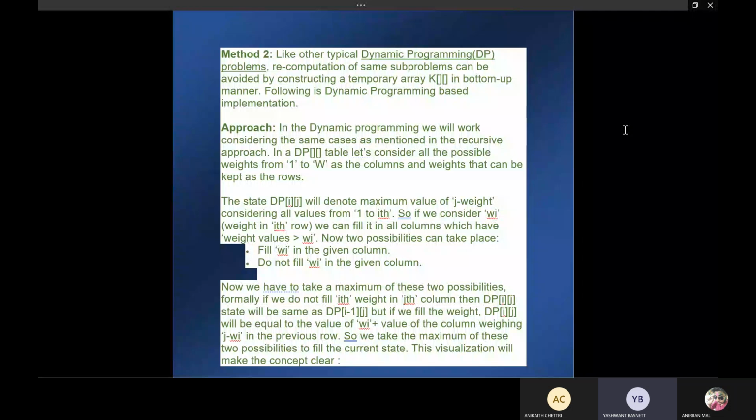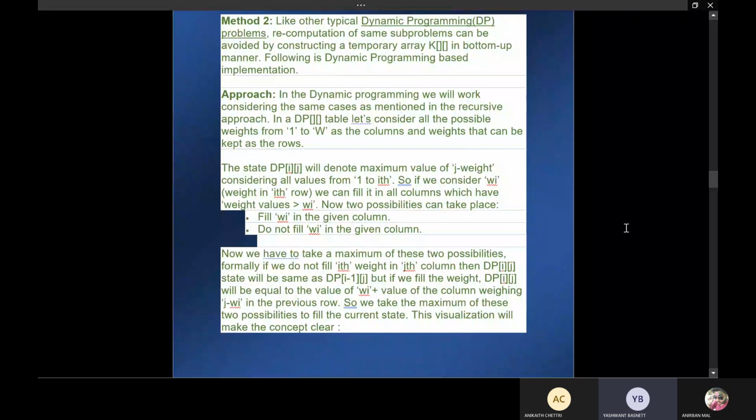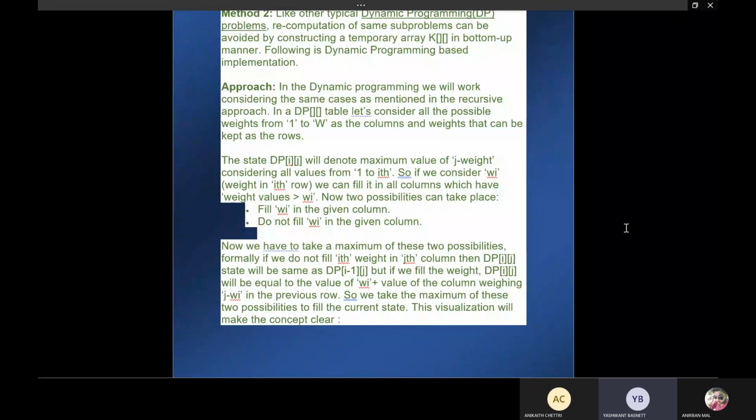Now two possibilities can take place from here. First is to fill w[i] in the given column, or not fill w[i] in the given column. So now we have to take the maximum of these two possibilities. Formally, if we do not fill the ith weight in the jth column, then dp[i][j] will be the same as dp[i-1][j]. But if we fill the weight, then dp[i][j] will be equal to the value of w[i] plus the value of the column weighing j minus w[i] in the previous row. So we'll take the maximum of these two possibilities to fill the current state.